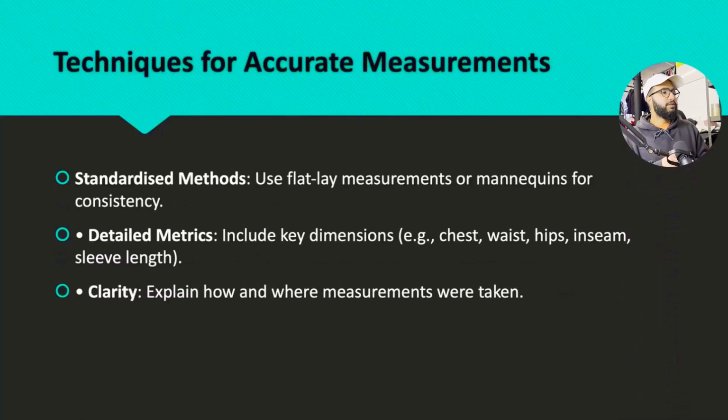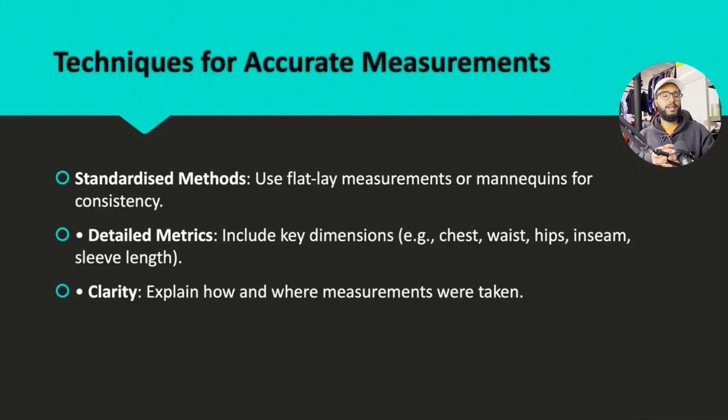Now, what are some techniques for accurate measurement? Use flat lay measurements or mannequins for consistency. What I mean by that is, on the ground, you have the item, and make sure that you're measuring from the same point on each item. Make sure pit to pit is measured the same way on each item. That's a standardized way of measuring items. For example, when you take the top to bottom item measurement, make sure that you're doing it from the top at the bottom of the collar. Or if you take it from the hood, make sure that it's the same every time and make sure you can explain that to the buyer so they can differentiate.